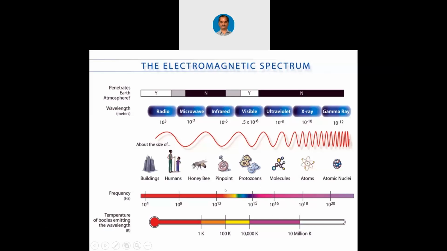Now visible light is in this particular range between 10 power 12 to 10 power 15. And then at the range of 10 power 18 hertz, it is called X-rays. And at the range of 10 power 20 hertz, it is called gamma rays. Beyond 10 power 20, it is called cosmic rays.